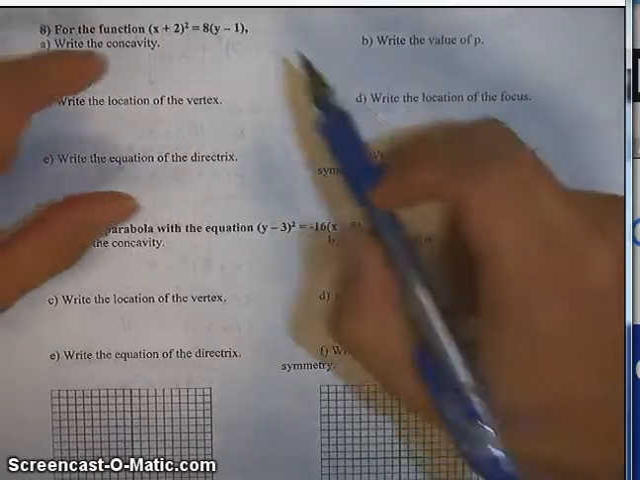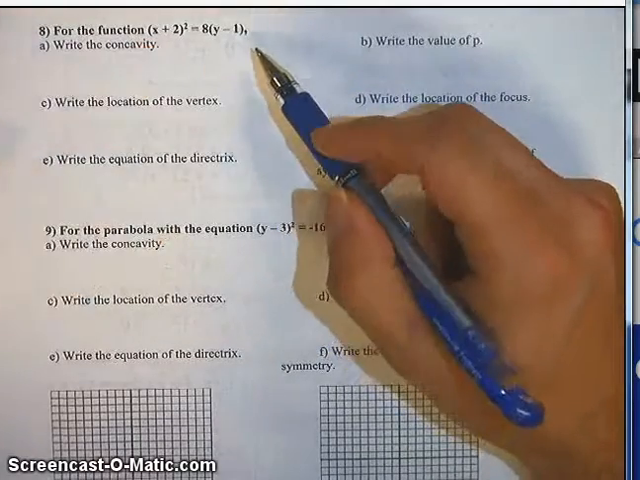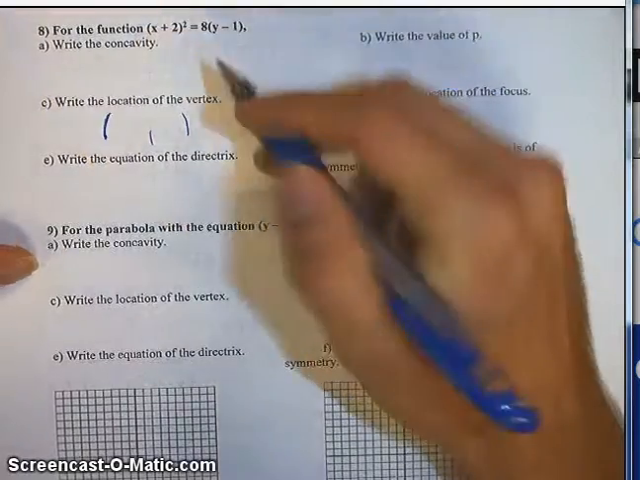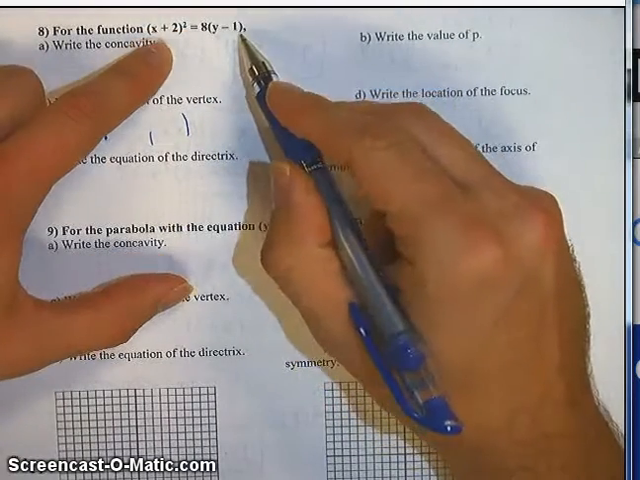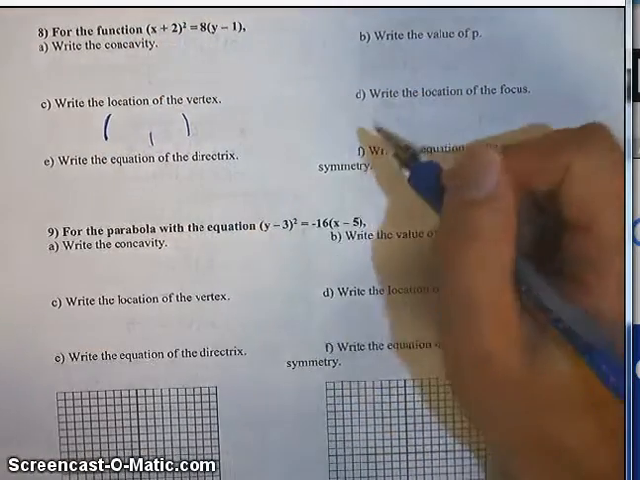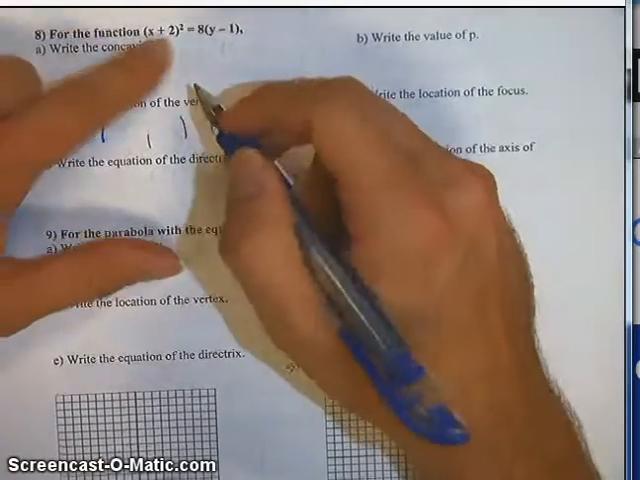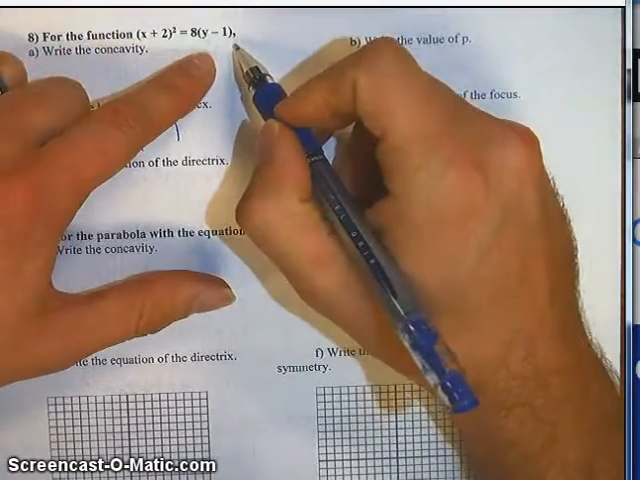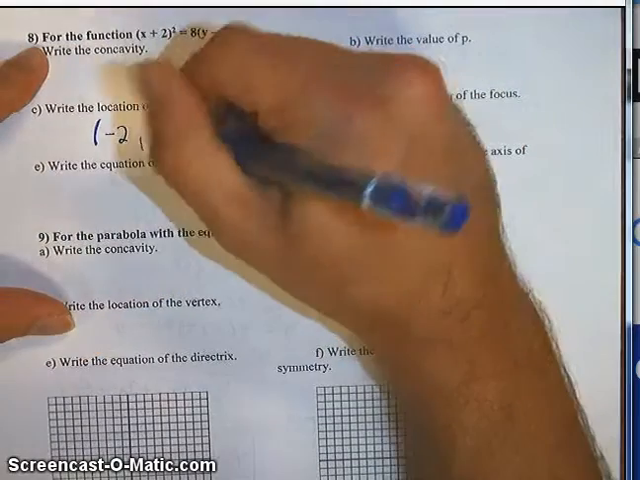Well, it's already given us the equation, so the easiest thing to find is the vertex. I've got my x and my y. Now these are both in parentheses, so they're both counterintuitive. So the x value of the vertex is -2, and the y coordinate of the vertex is +1.